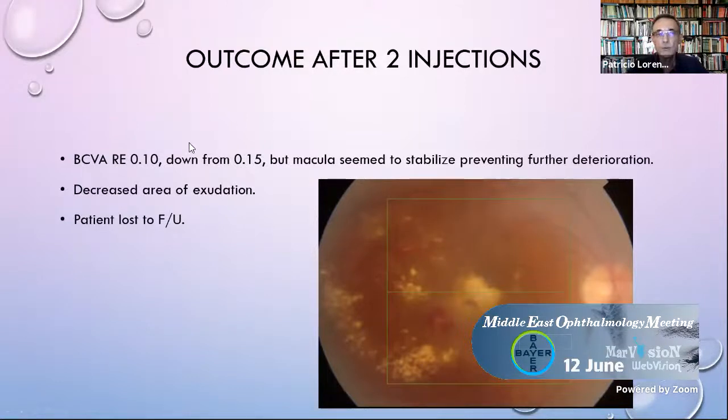Visual acuity did not improve. It was down from 0.15 to 0.10, but the macula seems to be more stable. Hemorrhages have disappeared, and the ring of exudates that extended literally in between the disc and the fovea has disappeared and stays smaller than before at the temporal part of the macula, and then there is this area of scarring at the center of the retina. This patient was lost to follow-up. We called him several times. Then soon after that, the coronavirus pandemic started, and we are trying to catch up with him again.